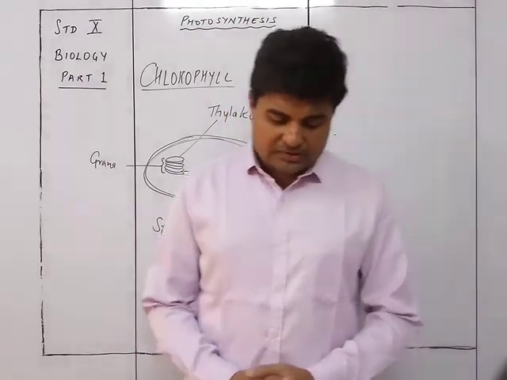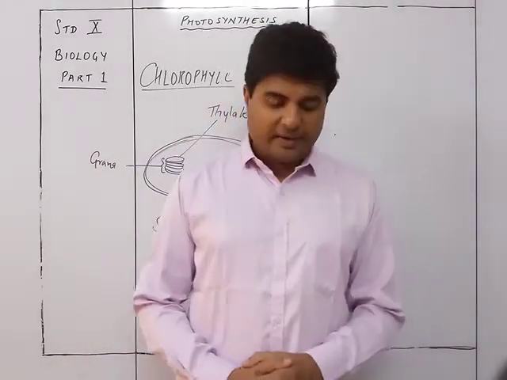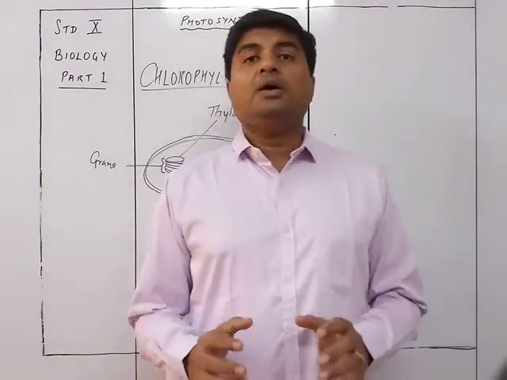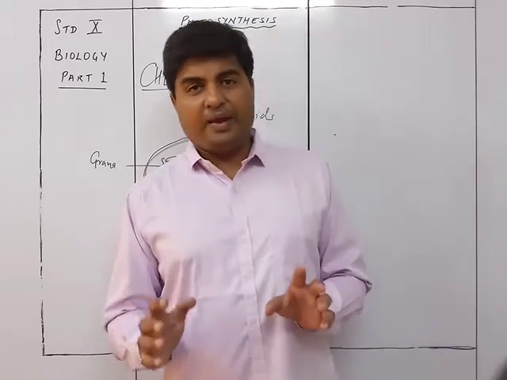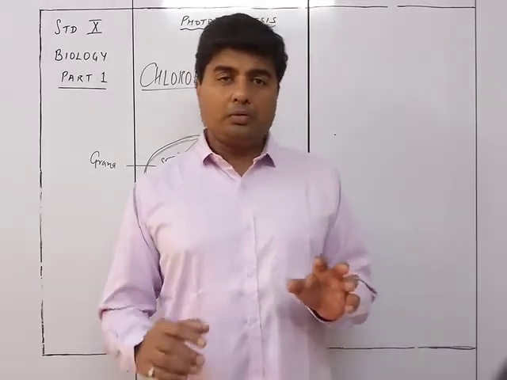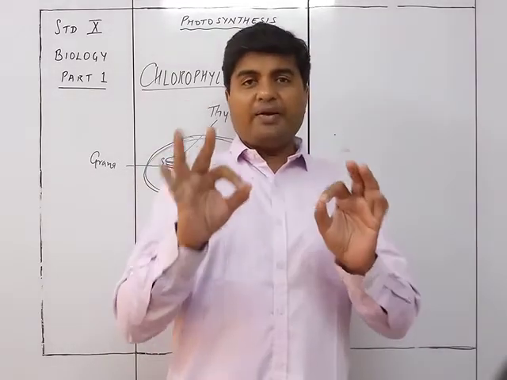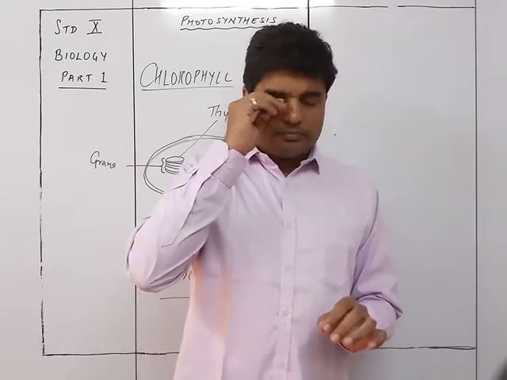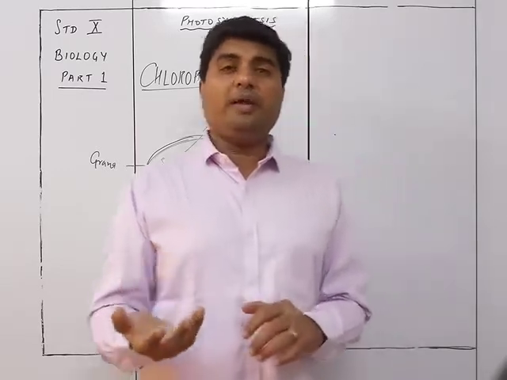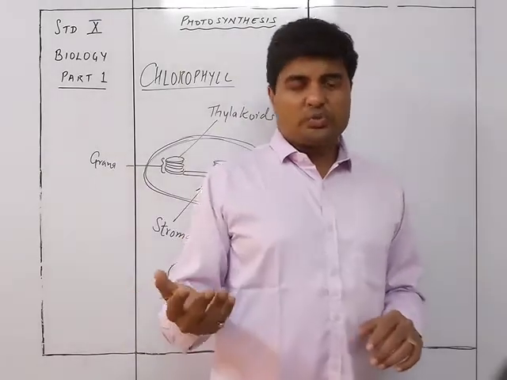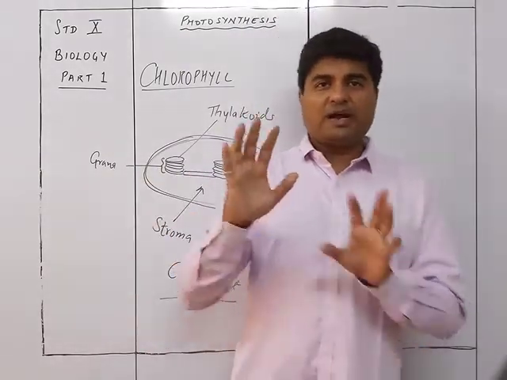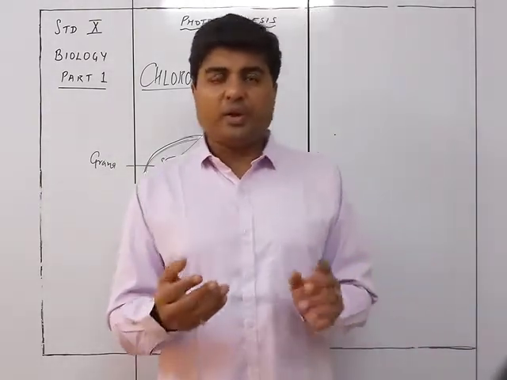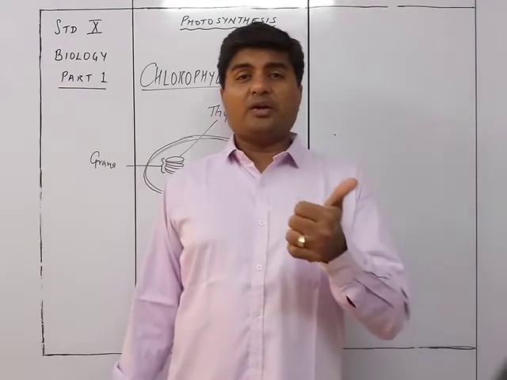Now let's see how the regulation of the stomatal opening takes place for letting in the carbon dioxide. So first thing we understand is photosynthesis is the process in which the carbon dioxide and water in the leaf is converted into glucose with the help of chlorophyll and sunlight. So sunlight, chlorophyll we understood. Now we talk about the ingredients. Ingredients required for photosynthesis are carbon dioxide and water.